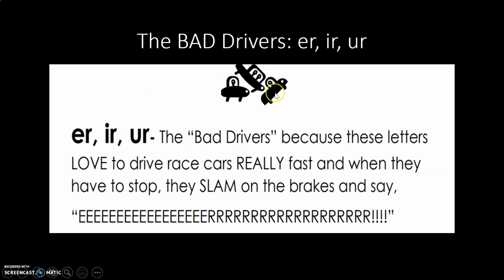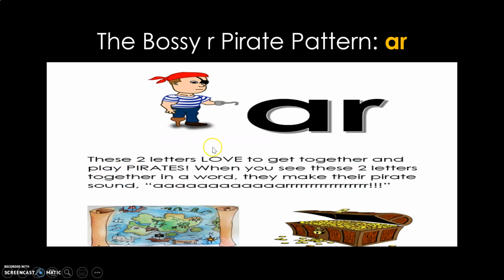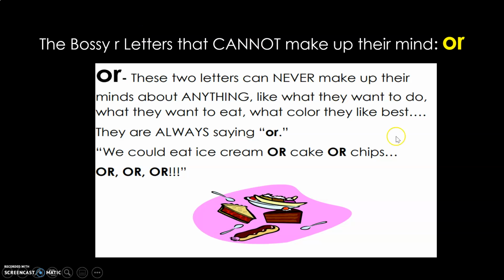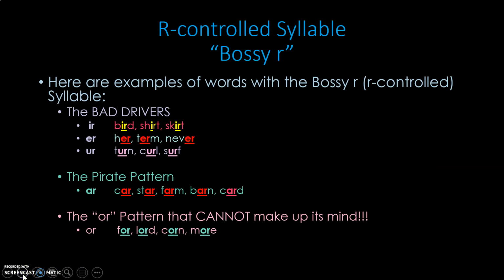I even showed you little pictures and stories to help you remember all the bossy R patterns, like the bad drivers, E-R, I-R, U-R. The letters that drive way too fast and they drive race cars, and when they have to stop or go around the turn, they slam on their brakes and they say, "Arr." I also showed you my poster for the bossy R pirate pattern, Arr. And the pattern that cannot make up its mind, bossy OR, that says OR. It can never decide what to do.